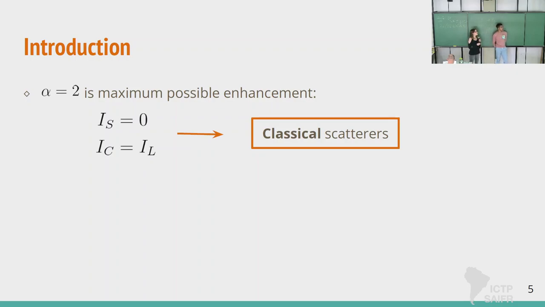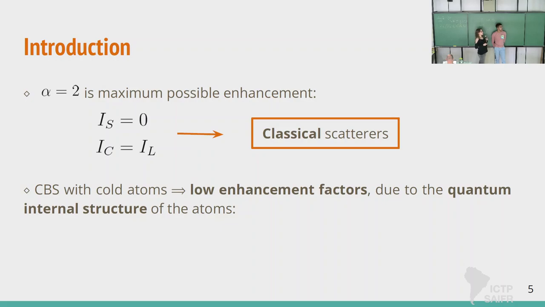And this situation here can happen with classical scatterers in some specific situations. So what this paper tried to show is that because of some experimental observations with CBS, with cold atom experiments, lower enhancement factors than this value of two were observed, and they attribute this to the quantum internal structure of the atoms that needs to be taken into account.